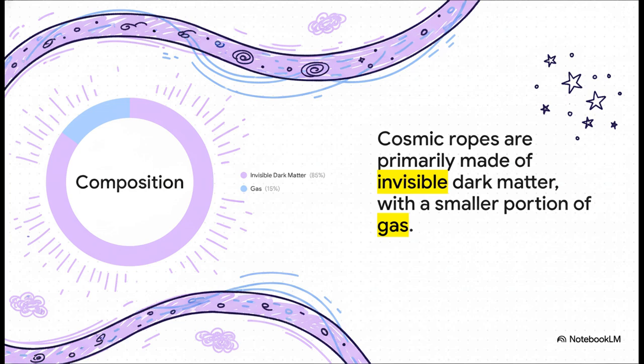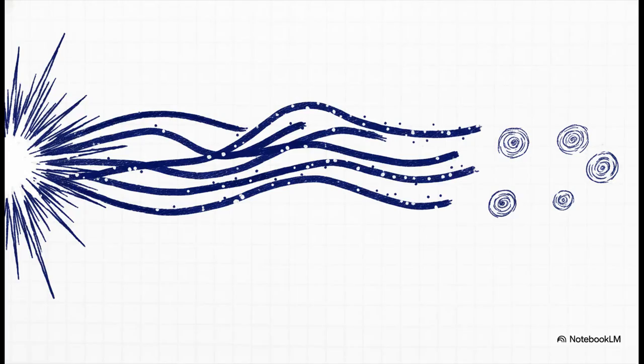Now look at this breakdown. The wild part is what these ropes are actually made of. The vast majority isn't stars, it's not planets, it's invisible dark matter. And then a smaller chunk is made of the ordinary gas that can eventually form stars. So this means the biggest structures in the entire universe are built out of something we literally can't even see. And this isn't some new development. This invisible web has been the blueprint for the cosmos, guiding how matter clumps together since the earliest moments right after the Big Bang. It's a fundamental piece of our universe's origin story.